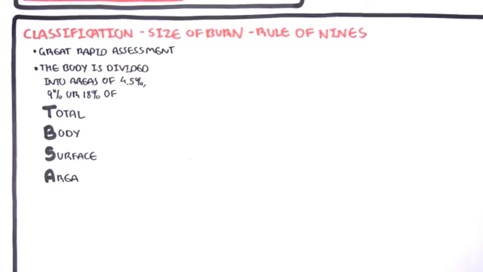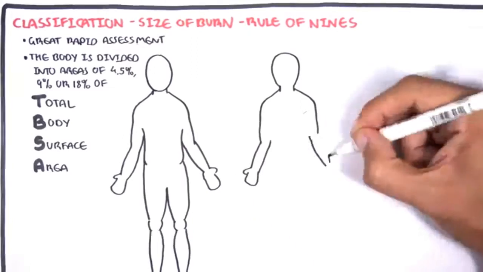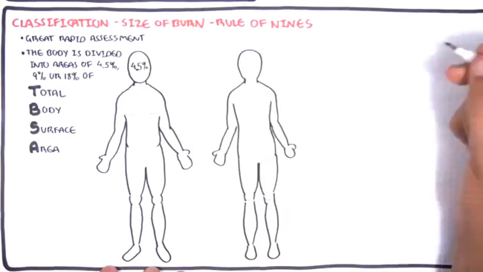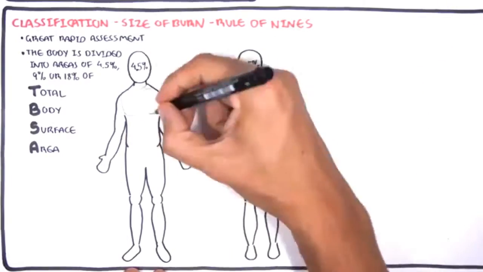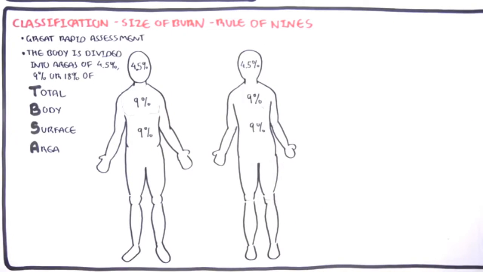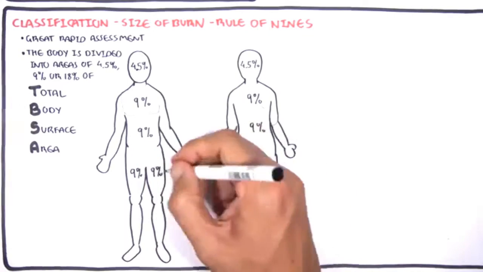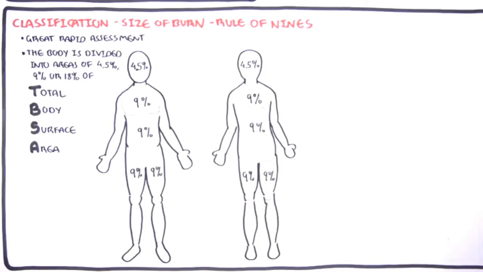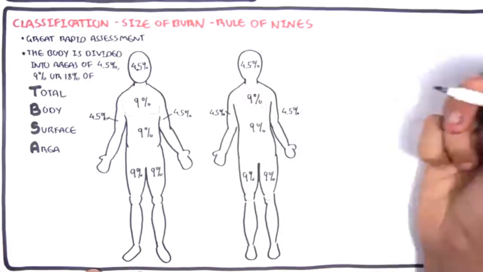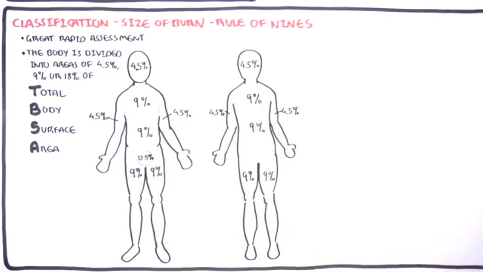So if we look at a human from the front and the back, the front of the head is 4.5%, the back of the head is 4.5%, 9% front of the chest, 9% upper back, 9% stomach, and 9% lower back. One leg is 18%. So 9% for the front of the leg and 9% for the back of the leg. For the upper limb, it's 9% total. So it's 4.5% at the front and 4.5% at the back. I hope that makes sense. And the genitals and perineum is 1%.